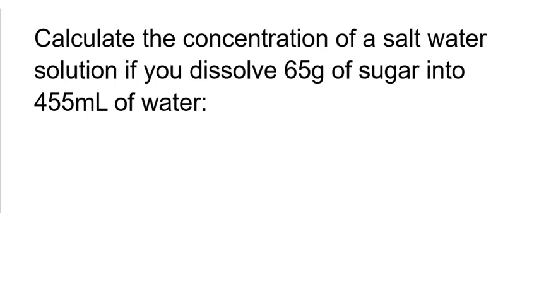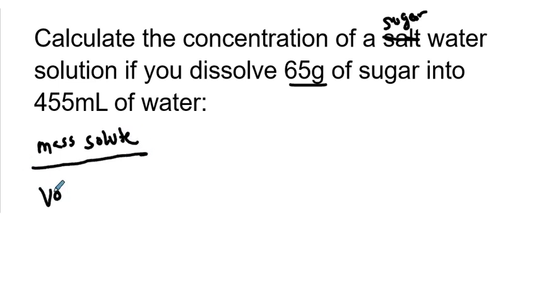So let's look at example one. Calculate the concentration of sugar water if you dissolve 65 grams of sugar into 455 milliliters of water. So again, we have the mass of our solute, and we're going to divide that by the volume of our solvent.